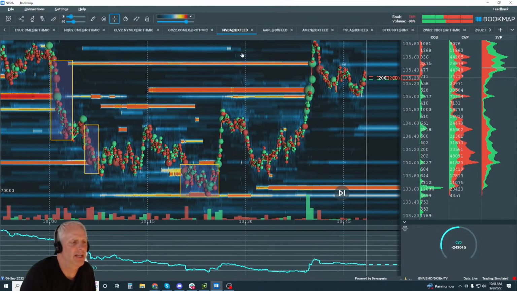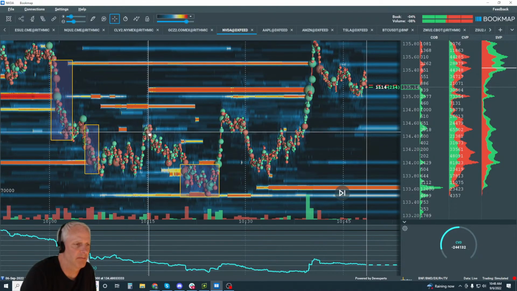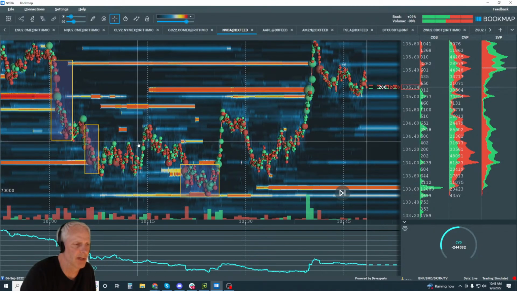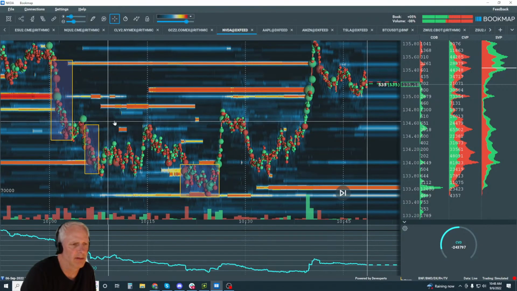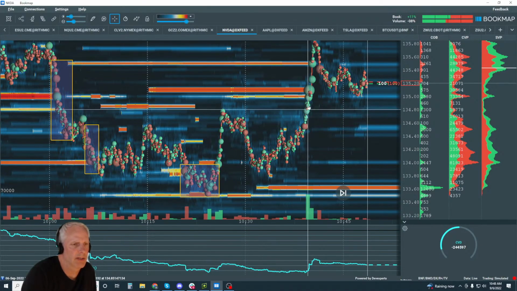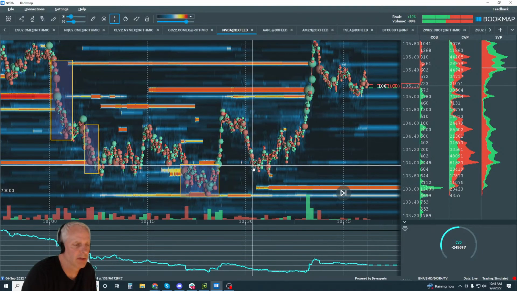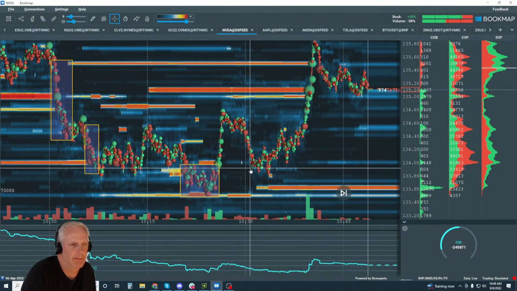And now this is NVDA in here. So it's very similar. The market broke structure in here actually compared to the ES. I guess we'd be looking maybe at a bigger structure up here. It's almost the same though.